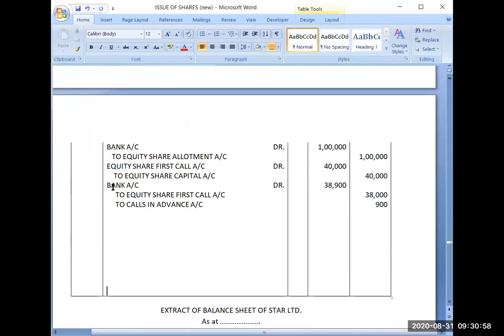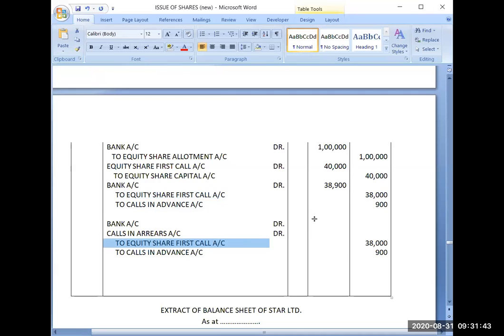Now if I want to do the same entry with calls in arrears account, it will be bank account debit, calls in arrears account debit, and then it will be saying... now this amount will be 38,900. Calls in arrears are 2,000.